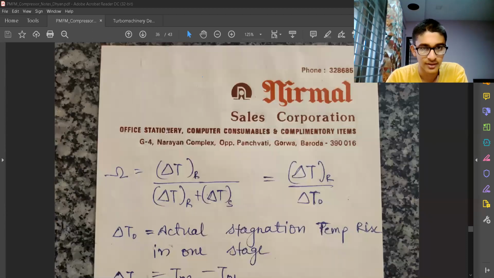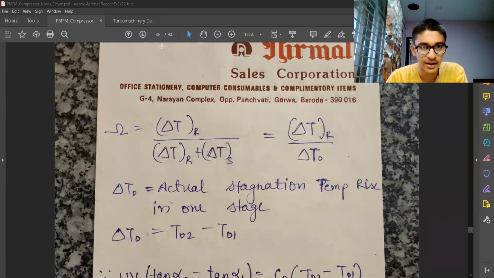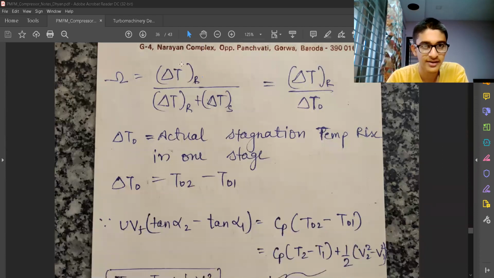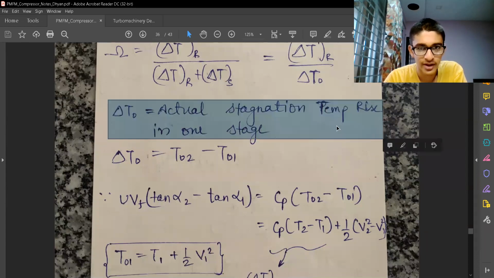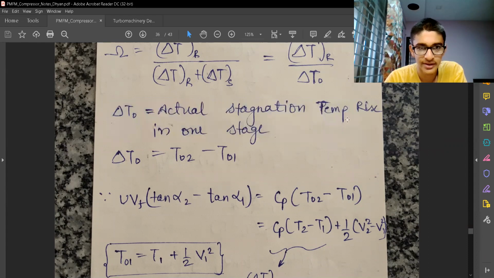So now the isentropic enthalpy rise can be defined in terms of Cp delta T, and Cp is constant for numerator and denominator, so they get cancelled. Whatever is left is the changes in temperature. So this is delta T in rotor divided by complete delta T. Complete delta T includes delta T in rotor and delta T in stator. So delta T0 is the total or stagnation temperature rise in one stage.